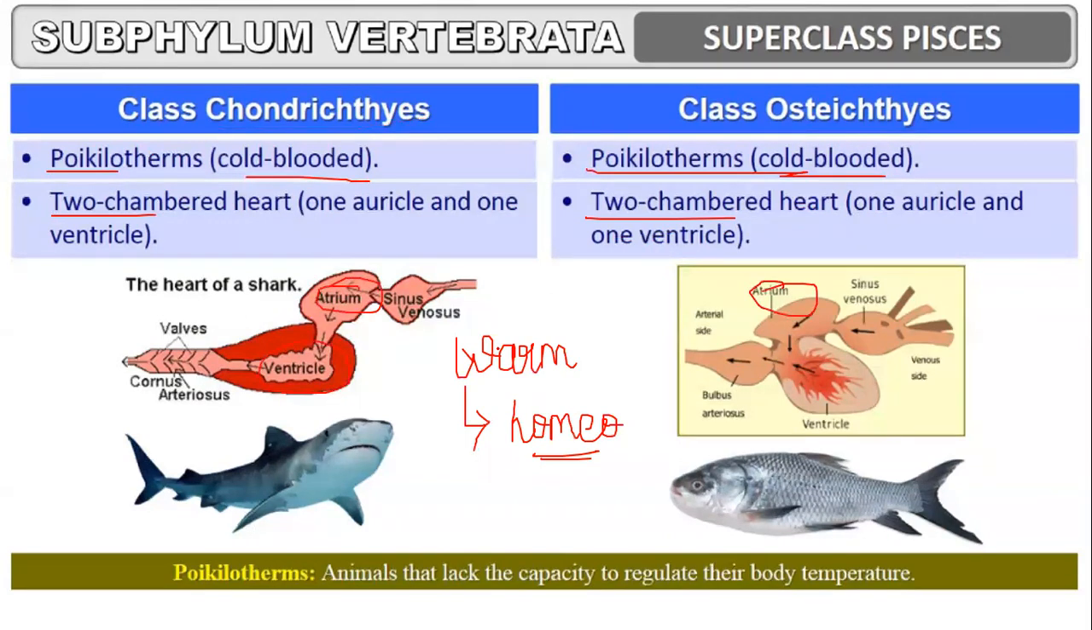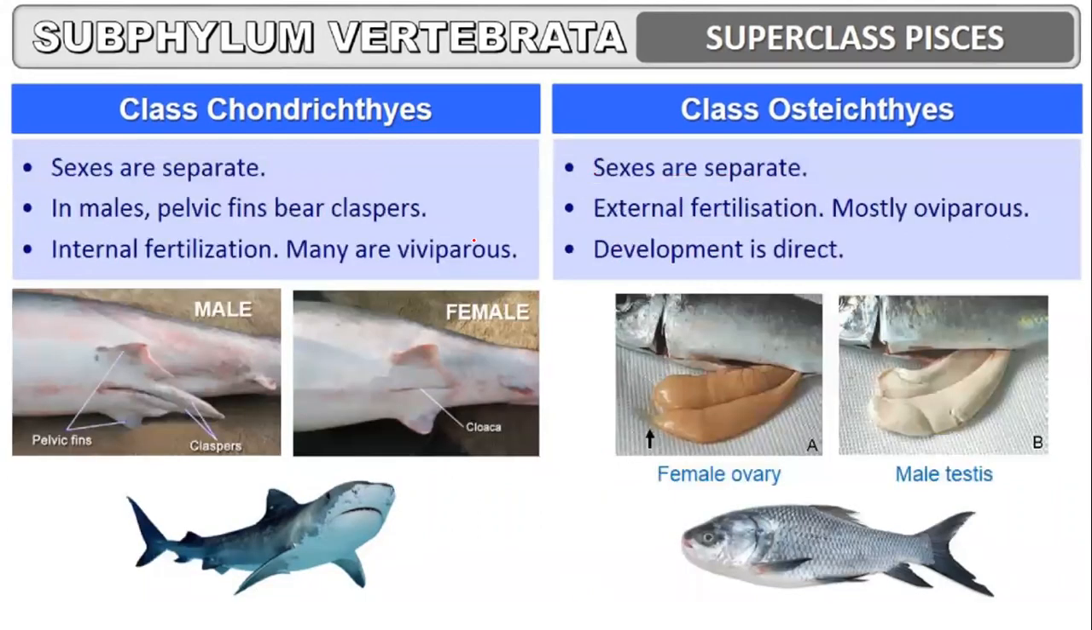This is the atrium, this is a ventricle. What are poikilotherms or cold-blooded animals? Those that lack the capacity to regulate their body temperature. Then sexes are separate. That is, male and female fishes are separate in cartilaginous fishes. Sexes are separate in bony fishes also.